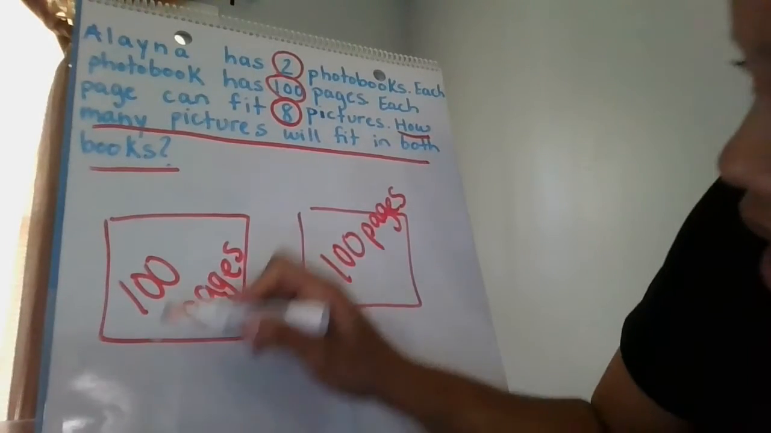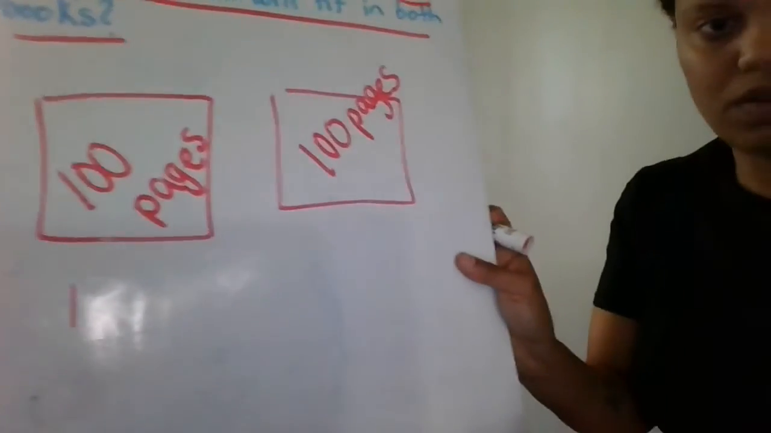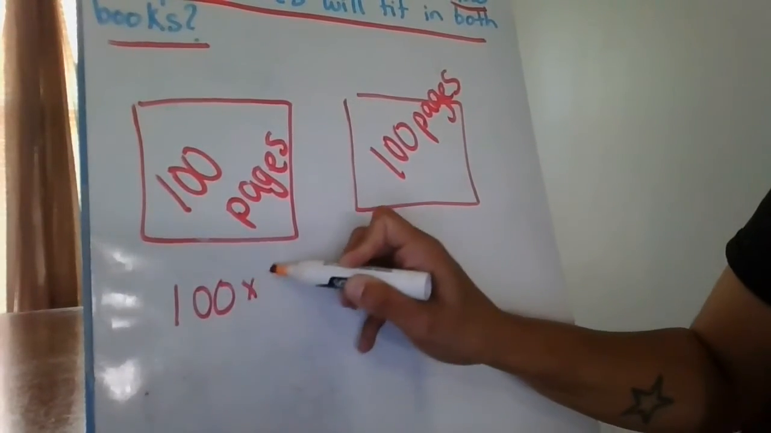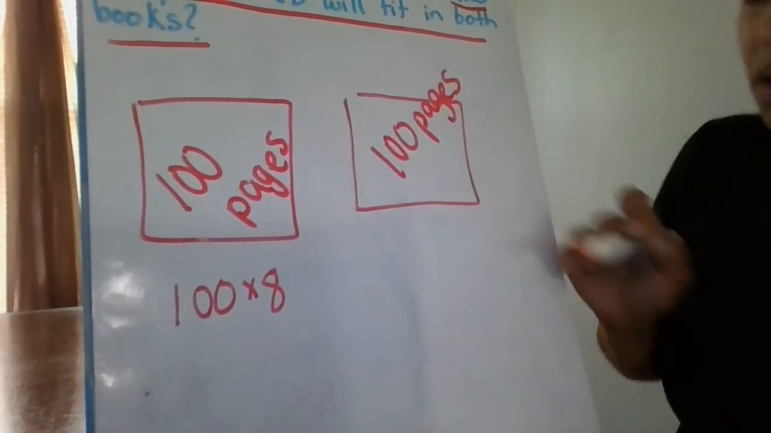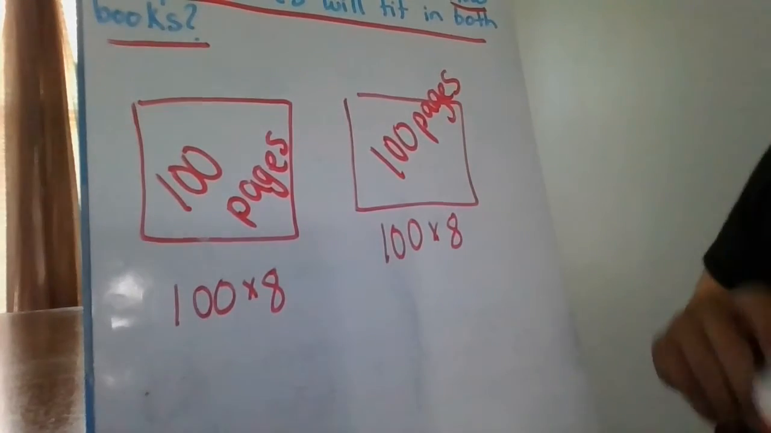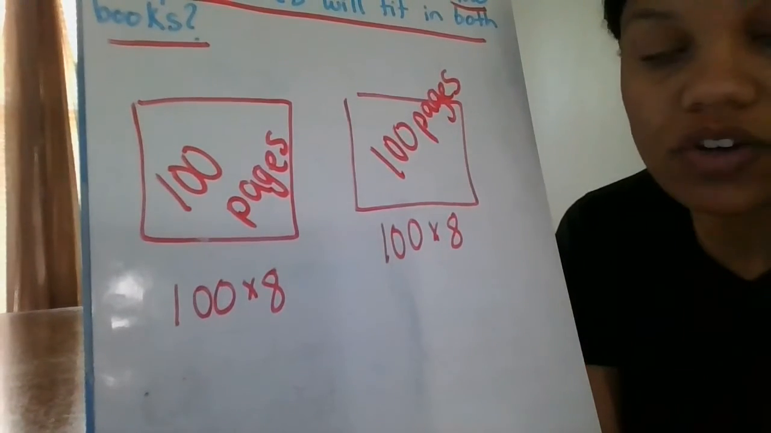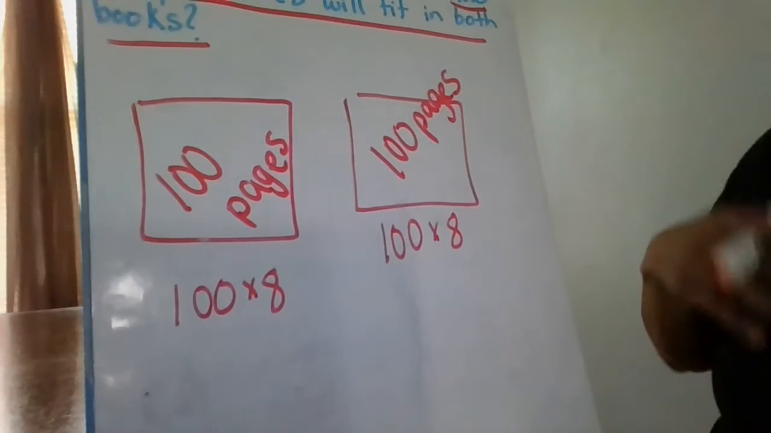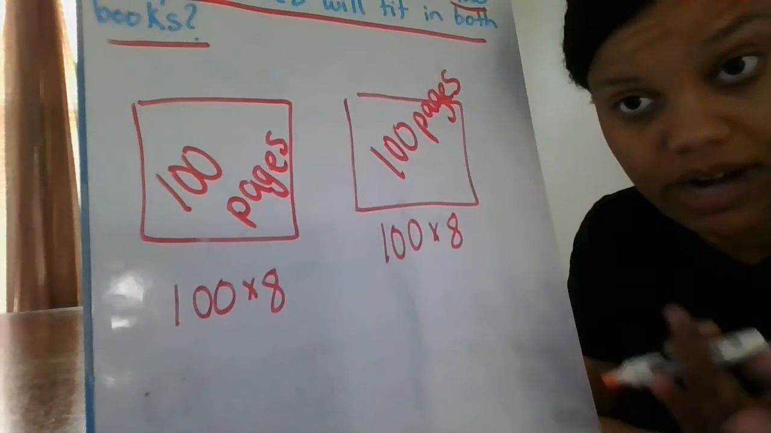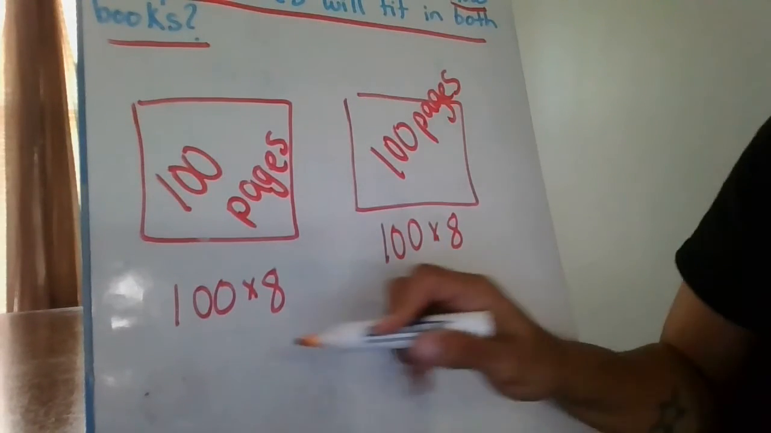So that means I would do 100 times 8. Because every page fits 8 pictures. Now, luckily, this one isn't too hard because we're multiplying by 100. We're counting by hundreds. That's pretty easy. But let's go ahead, just because we're practicing our multiplication, our area model, and our standard algorithm, okay? Even though we know 100 times 8 is going to be 800.